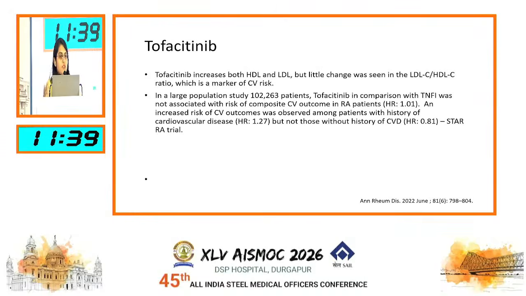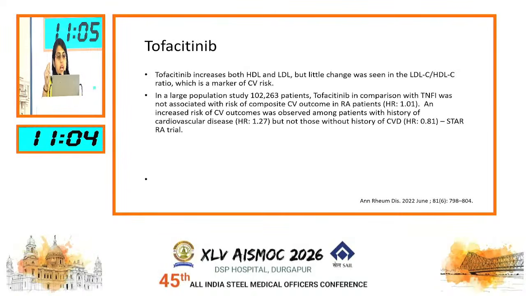So coming to the cardiovascular risk of tofacitinib, it has been found that it increases both HDL and LDL. But thankfully, there's little change in the LDL-HDL ratio. This ratio is moreover a marker of cardiovascular risk. Some data extrapolated from rheumatoid arthritis, the ORAL Surveillance trial, which was done in more than 1 lakh rheumatoid arthritis patients, found that tofacitinib, compared with TNF inhibitor, was not associated with risk of composite cardiovascular outcome in general.